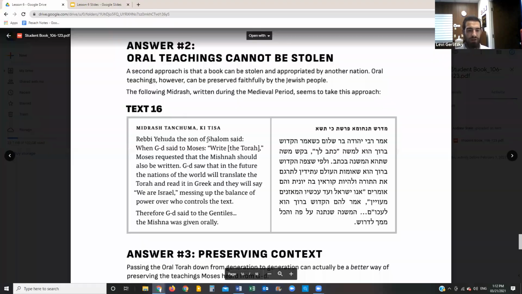So they understand that you need to keep it a secret in order for it to survive. Let's move on to point number 3.